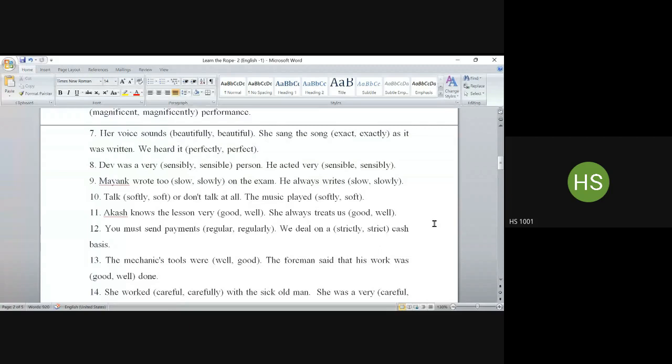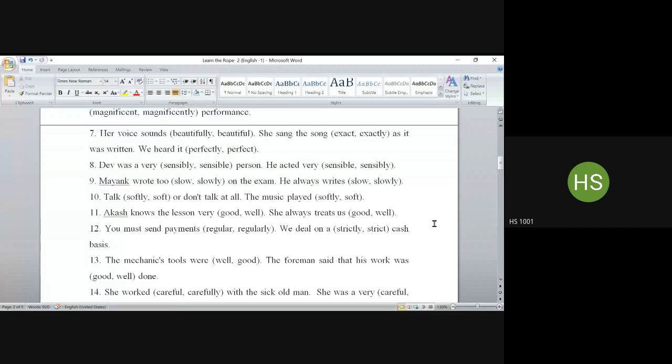The thirteenth: the mechanic's tools were well or good? Good, right? Tools cannot be well. Between well and good, it can be only good, not well. So the mechanic's tools were good. The foreman said that his work was good or well? Well done. Well done, right?